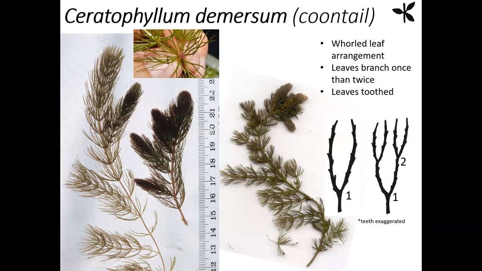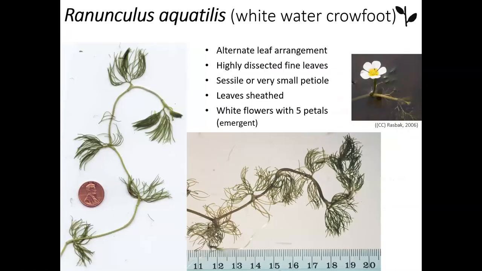This plant does produce flowers. In that picture, you can see there's a flower in the leaf axil, and this plant doesn't really flower too often, but if it does flower, it's going to be late spring, early summer, and it also produces fruit, which are three-pointed fruits.